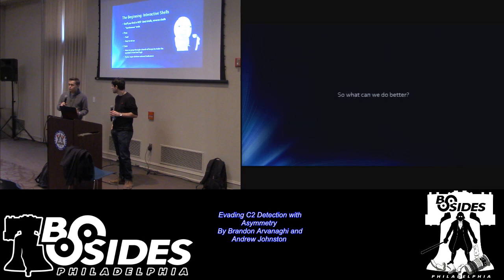So the question becomes, what can we do better? Synchronous shells, these asynchronous products, this is kind of what's out there, and you really have to choose between the two. And so far, there hasn't been a lot of discussion as to alternatives to these two models when it comes to building out a C2. So, until now, that is. So we thought, this asynchronicity that we just talked about, why don't we just replace that with what we like to call asymmetry? And we're going to explain that right now.